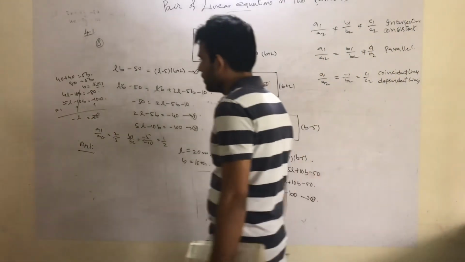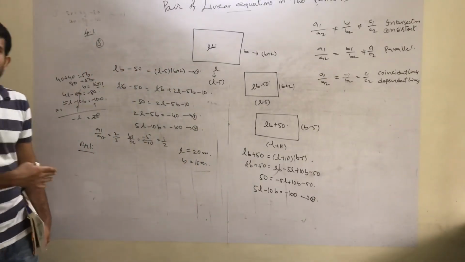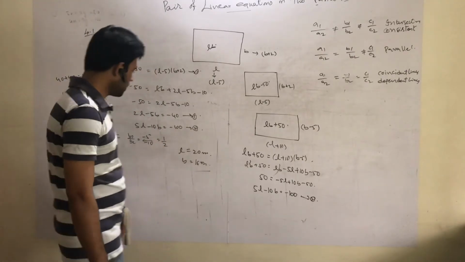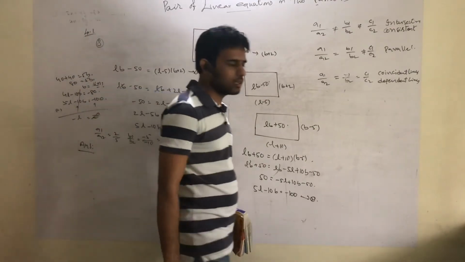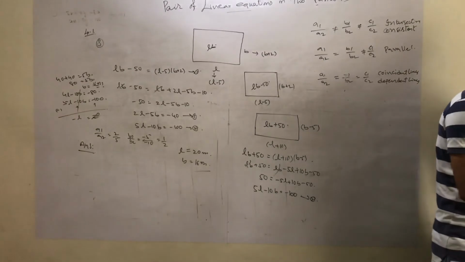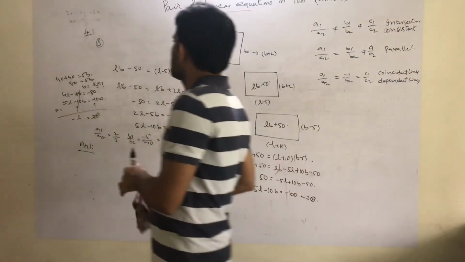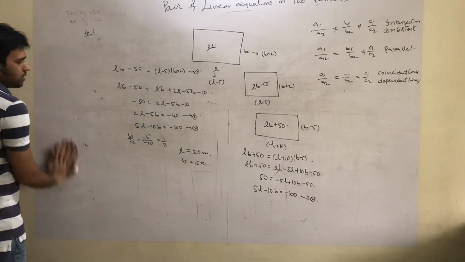Now you can find the ratios a1 by a2 and b1 by b2, and they are not equal, so the lines are intersecting. Then you can solve these equations using the graphical method, and the answer you should get is length is 20 units or meters, and breadth is 16 units. Okay, and now we have a final last problem, that's the number 9 problem. With that, we will end this session.